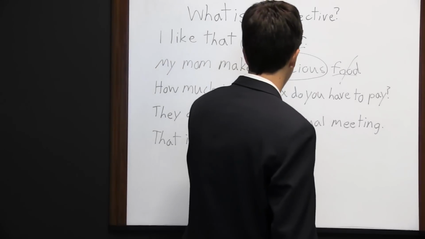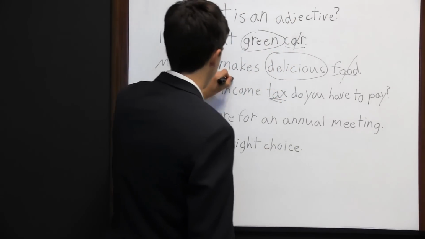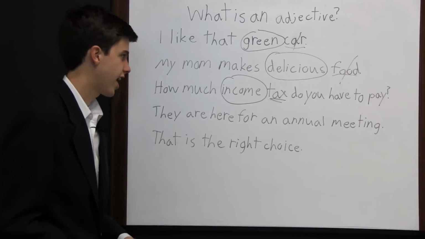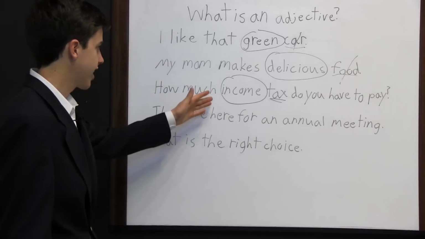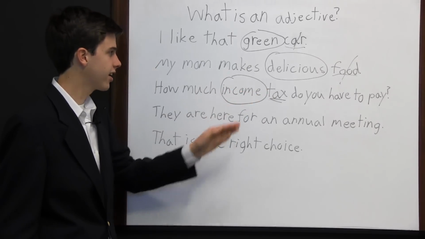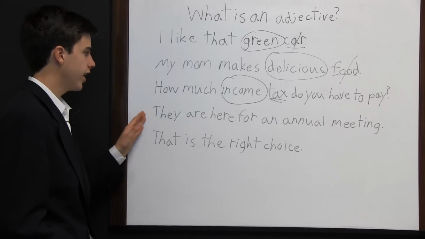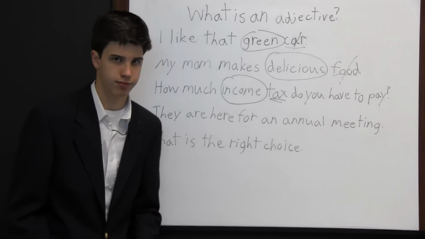So if we look at tax right here, income is the adjective further describing tax because this could be a sales tax or a gift tax. But in this case, it's an income tax. So income is the adjective. Let's take a look at another example. They are here for an annual meeting.